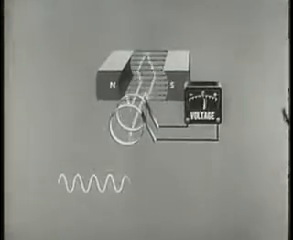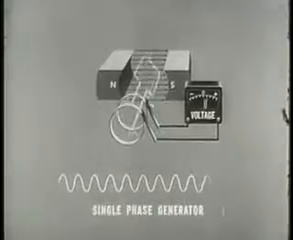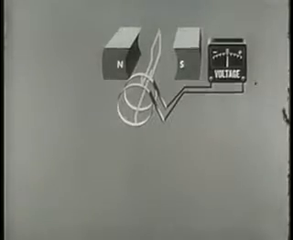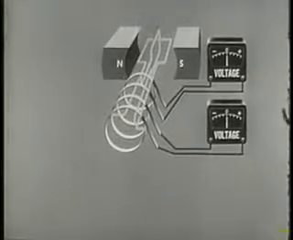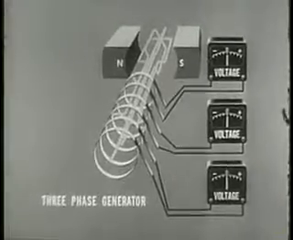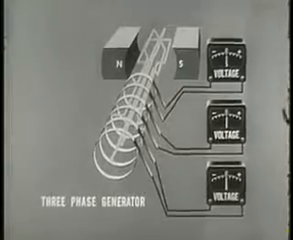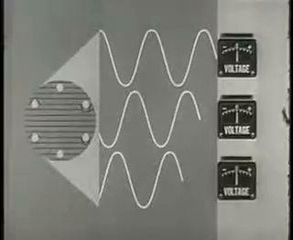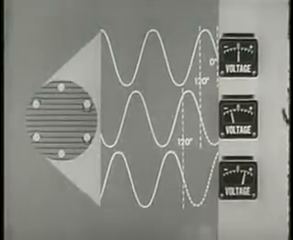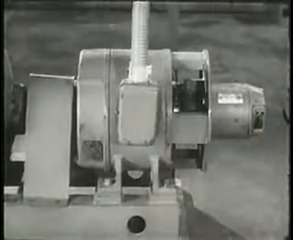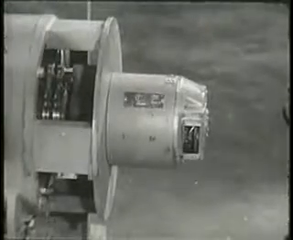The simplest AC generator shown here is the single-phase generator. This machine produces a single AC voltage. In the two-phase generator, we find two loops 90 degrees apart, and in the three-phase generator, three loops 120 degrees apart. The output of the three-phase generator, therefore, will be three AC voltages 120 degrees out of phase. The field of an AC generator is always excited by a DC voltage, in this case by a small DC generator in tandem.